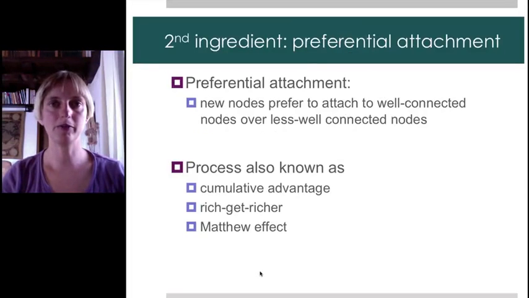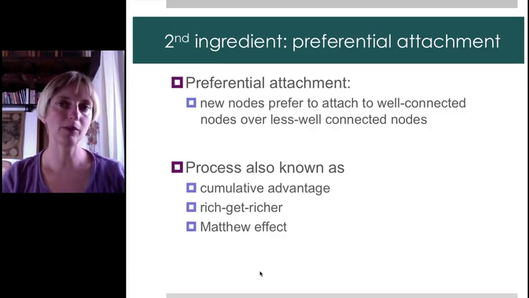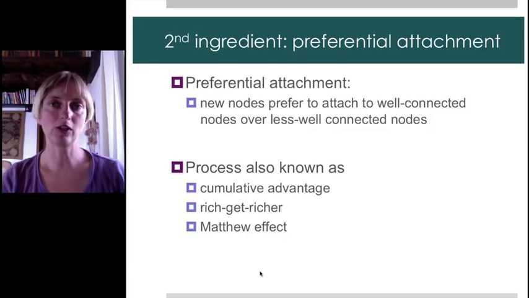The second ingredient we need is that of preferential attachment. That is, when the new nodes come in, they're not going to just connect to any node at random. They're going to prefer some over others, and in fact the ones that they're going to prefer are the ones that already have a lot of edges. This kind of process is also known as a cumulative advantage process, a rich get richer phenomenon, or the Matthew effect. That is, those nodes who already have a lot of edges are going to get even more disproportionately. In fact, it's going to be proportional to the number of edges that they already have.